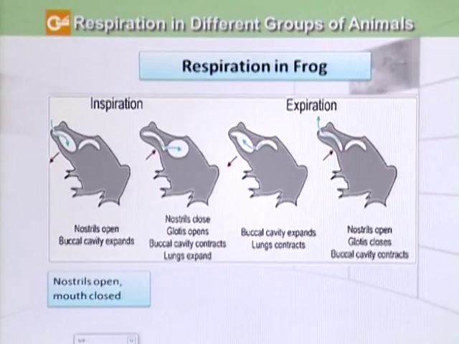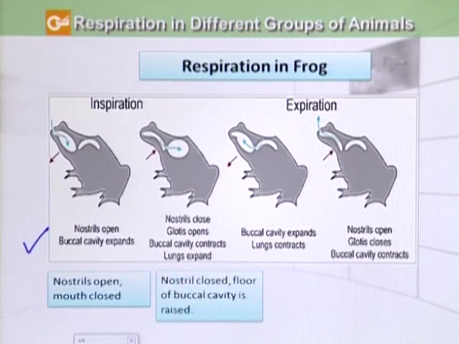So, respiration in frogs starts when the inspiration or intake of oxygen takes place, which occurs when the nostrils open, the mouth is closed and the buccal cavity expands. You can see here, and then as a second case, nostrils close and the floor of the buccal cavity is raised and oxygen is taken in, while expiration takes place. The process is opposite to that of inspiration.